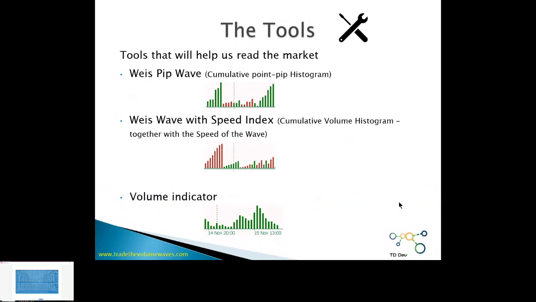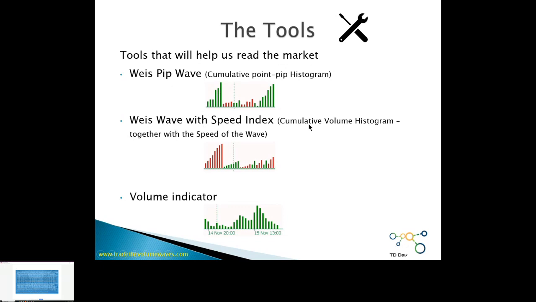Let's look at the tools. Weis PIB wave. What is that? It's just a cumulative histogram, this one here, which adds the price move. So if we have the chart above, we will see, for example, on these green bars, it's the move of the price from one point to the other. The green one is an up move, the red one is a down move.